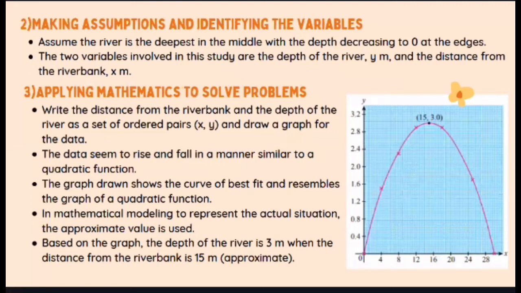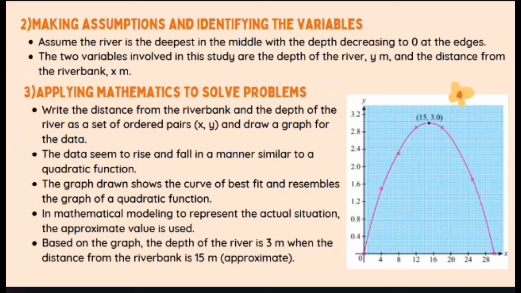Second step, making assumptions and identifying the variables. We assume that the river is deepest in the middle, with the depth decreasing to 0 at the edges. The two variables involved in this study are the depth of the river, Y m, and the distance from the river bank, X m. Step number 3, applying mathematics to solve problems.